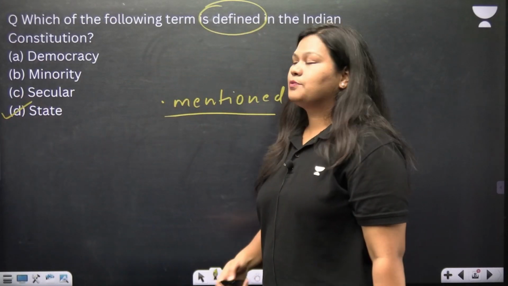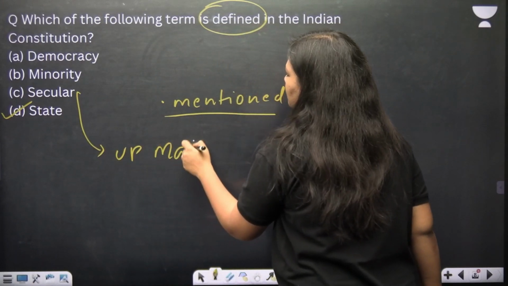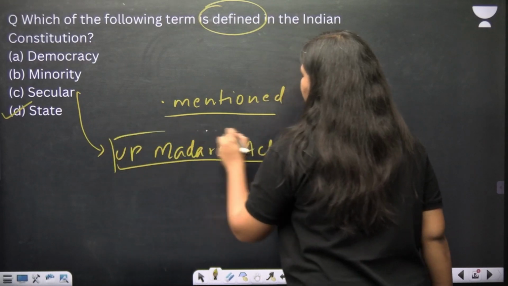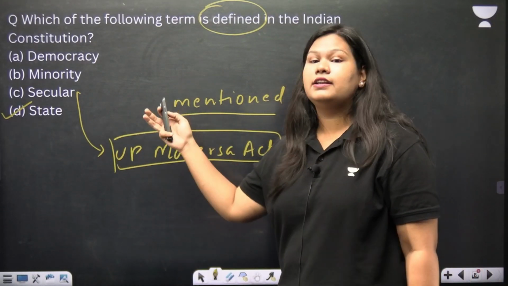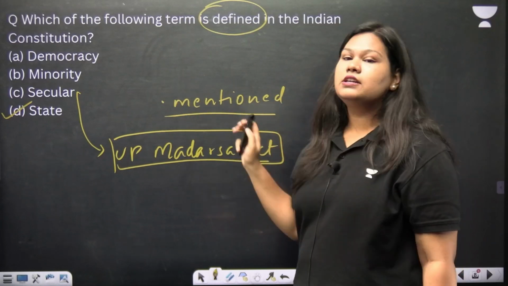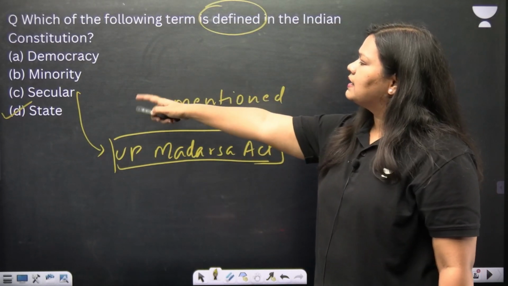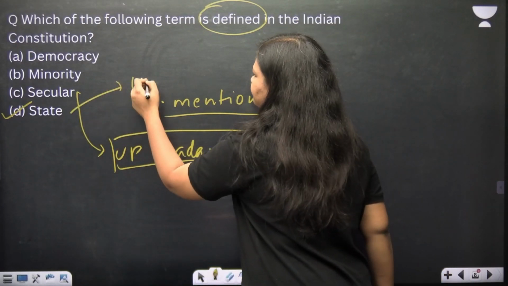In the recent Supreme Court judgment, which is of UP Madarsa Act, Supreme Court mentioned that the words secularism and democracy are mentioned in the Constitution, but they are not defined in the Constitution. So the correct answer is D, state, because state is defined under Article 12.